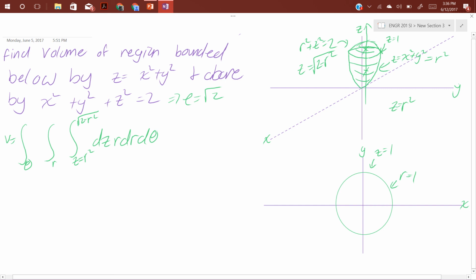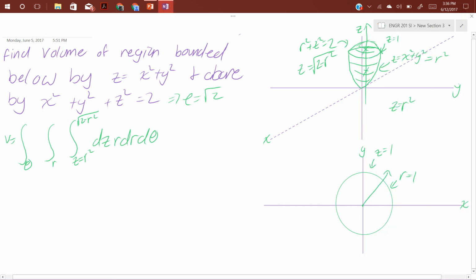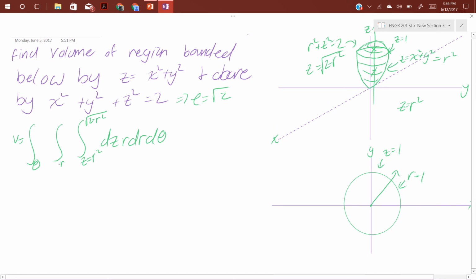For r, we go from the origin of the x-y plane and project outward, so we start at r equal to 0 and exit at r equal to 1. For theta, we go from the positive x-axis around a complete circle, so theta goes from 0 to 2 pi. Now we have our limits of integration.